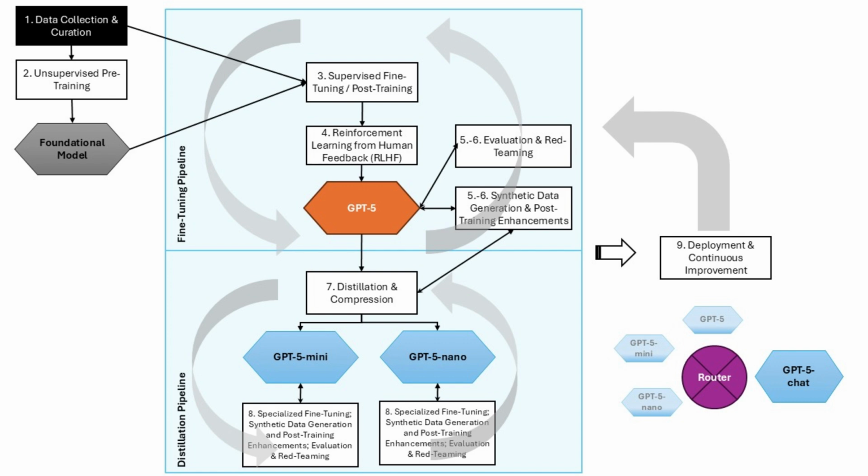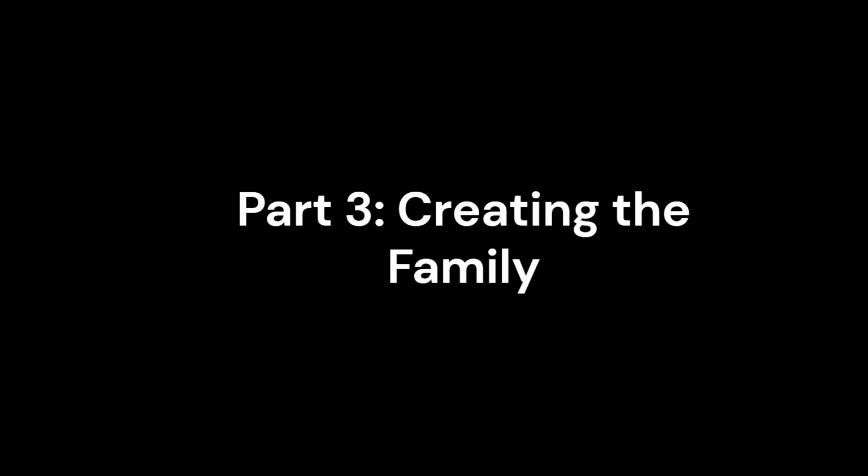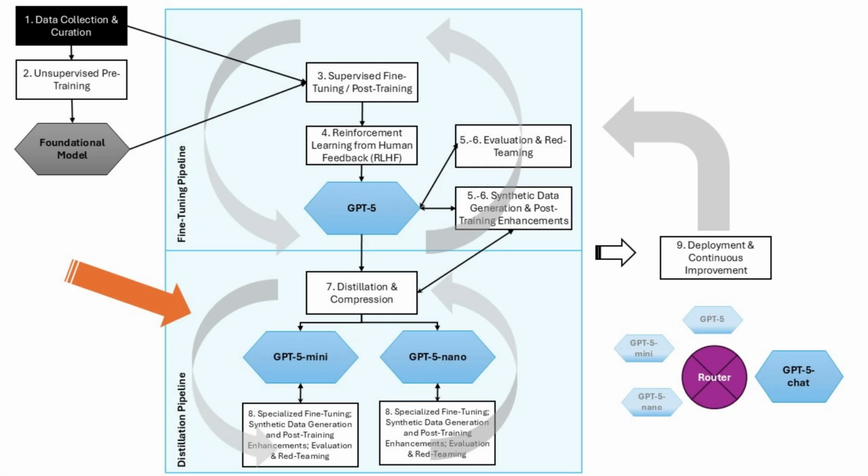So we have the amazing GPT-5, but there's a problem. It's huge. Running it is expensive and slow, like using a supercomputer to do simple math. This is where the distillation pipeline comes in. In step 7, distillation, we use the big, smart GPT-5 model to teach smaller, more efficient models. Imagine the master chef, GPT-5, teaching its apprentices, GPT-5 Mini and GPT-5 Nano. They learn by watching the master. The final result isn't quite as good as the master chef's, but it's still fantastic and way faster and cheaper.